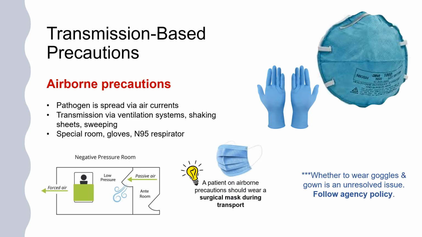Now we're at airborne. So airborne again are really, really tiny little organisms, and they're very light in the air, and they just kind of fly around the air. They stay in the air for a long time. So these patients are going to need a special room. They're going to need a negative pressure room where there's a big machine that sucks the air, uses a filter, and pushes it outside. They definitely need a special room.